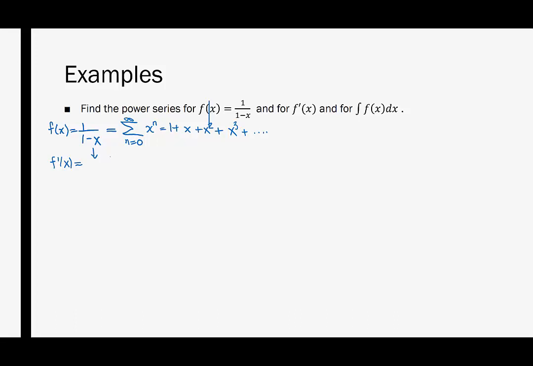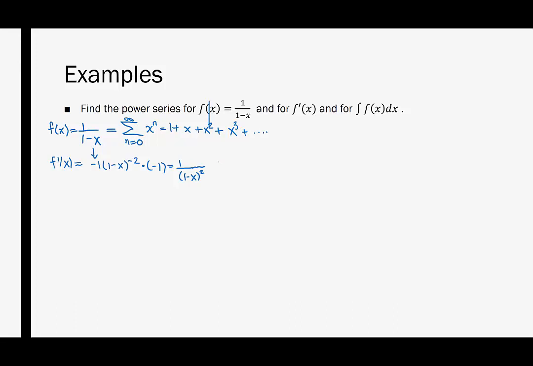So f prime in terms of the original function, which is (1 minus x) raised to the negative 1 power, should be negative 1 times (1 minus x) to the negative 2. And then I have to multiply by negative 1, that's the derivative of the 1 minus x term itself. So we can rewrite this as 1 over (1 minus x) quantity squared.